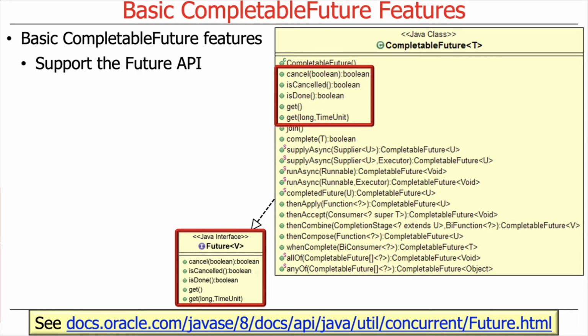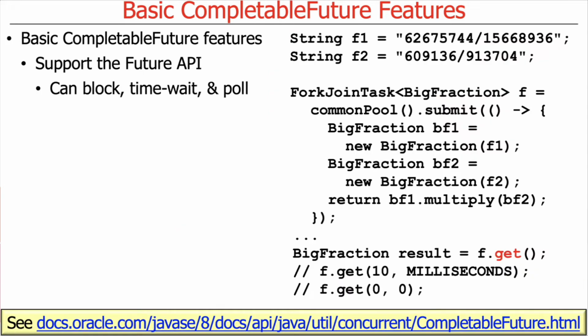First thing to note is that CompletableFuture supports the Future API. It does that through the good old implements keyword. So you can see CompletableFuture here on the right. It implements Future, so it has the cancel, isCancelled, isDone, get, and get with timeout methods that are all available for users of CompletableFuture, just like users of Future. As a consequence, you can block, do timed waits, and poll. And here's a very simple example that we'll be talking about in more detail shortly, where we submit something, and then we get the result through a future that we get back here.